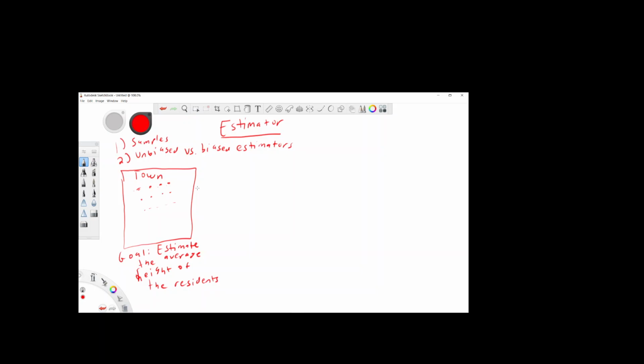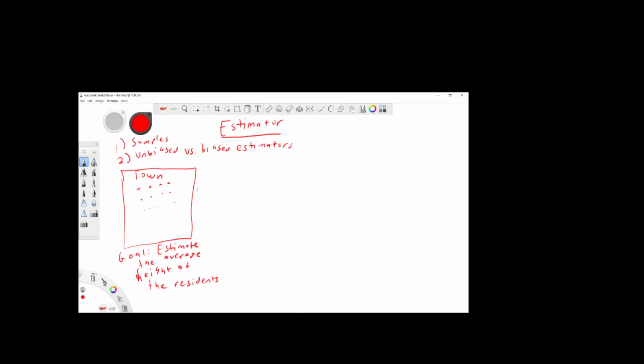So what could we do instead? Well, if we have a lot of people, it's impractical to go and ask every single person what their height is. But what we can do is take a subset of the people, ask them what their height is, and maybe use that to estimate the average height of the residents. And this idea is super powerful, and it's called taking a sample.